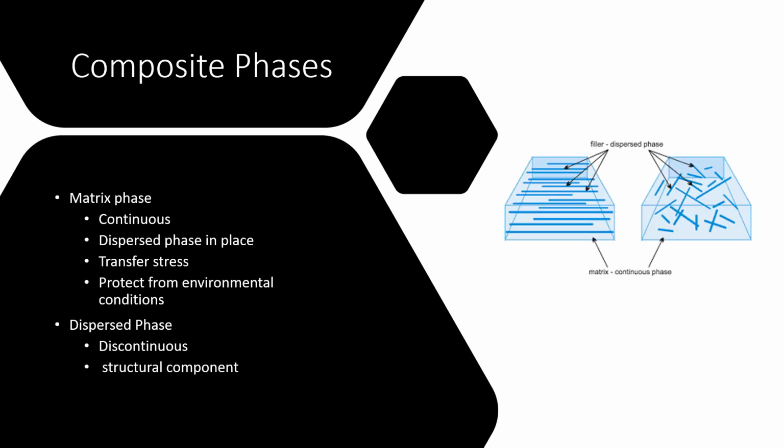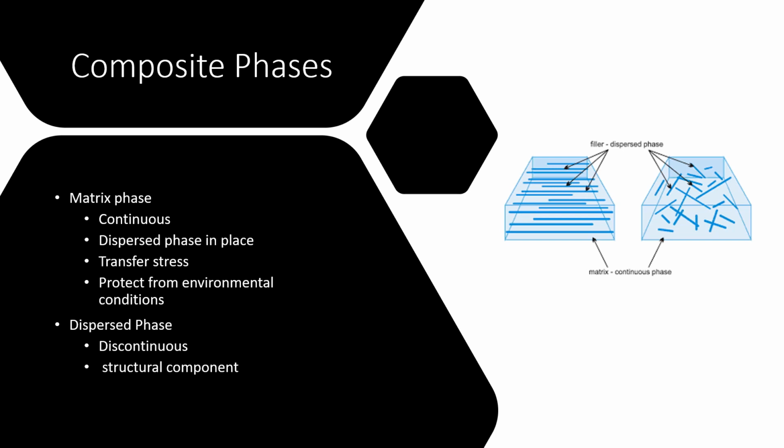Composites generally have two different phases. First, you have the matrix phase, which is a continuous mixture that holds the other phase, called the dispersed phase, in place. One of the main reasons why this phase is so important is because of its ability to transfer stress to the dispersed phase while also protecting it from harsh conditions of the outside world.